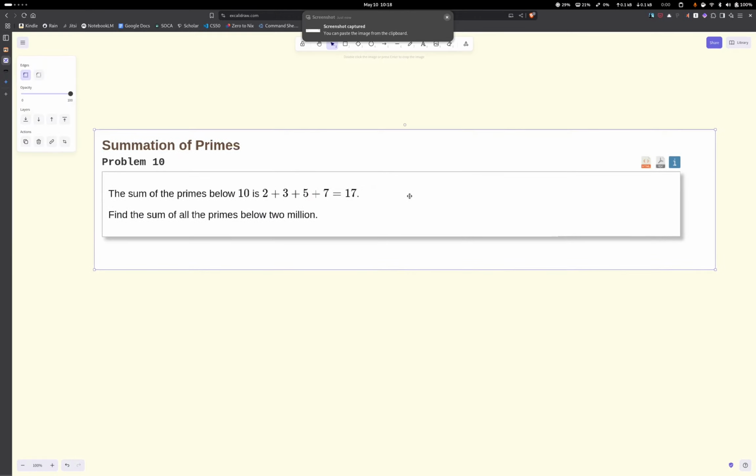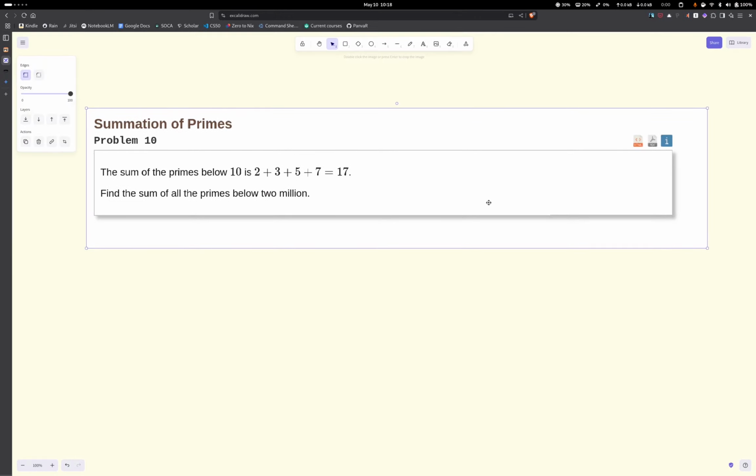This is a very simple question. For example, the sum of the primes below 10 is 2 plus 3 plus 5 plus 7 equals 17. Find the sum of all primes below 2 million.